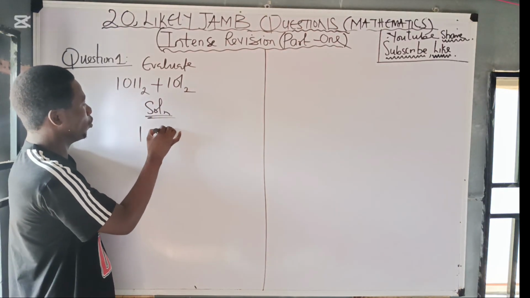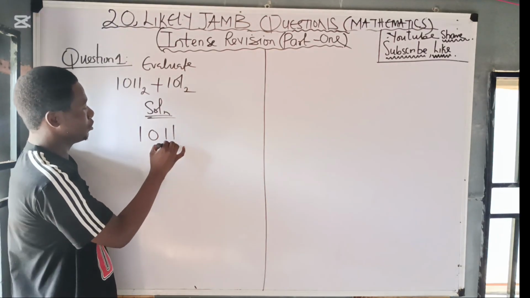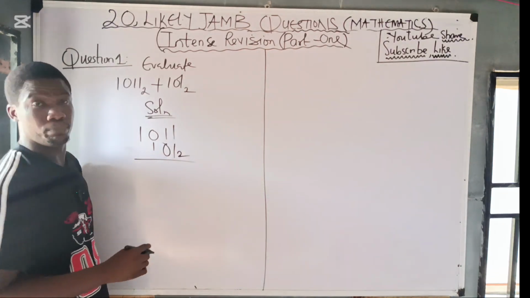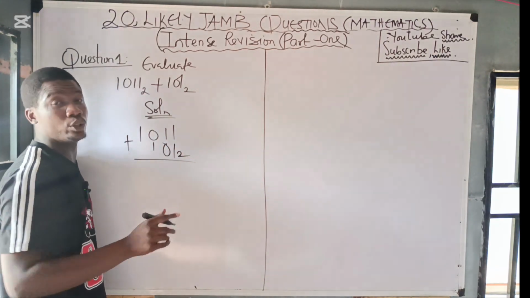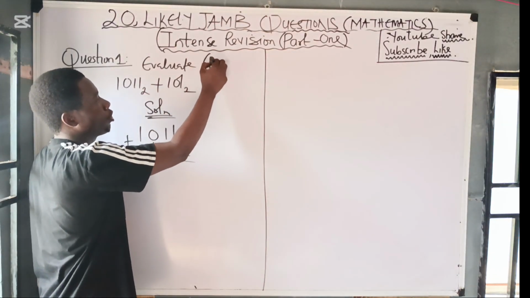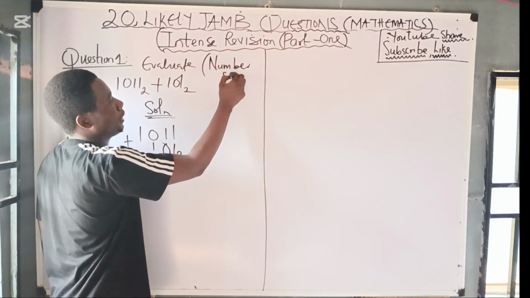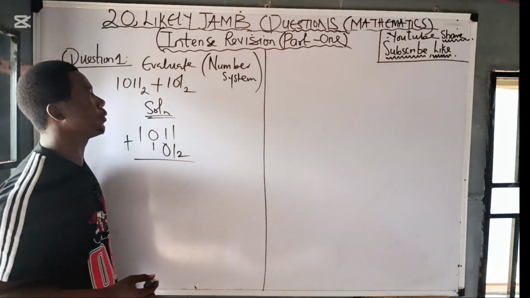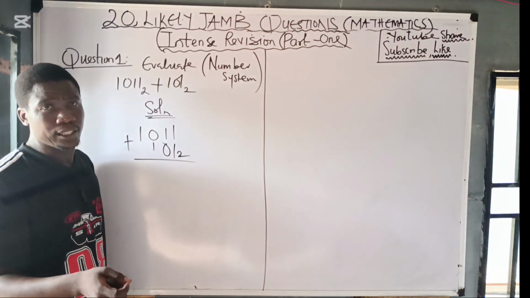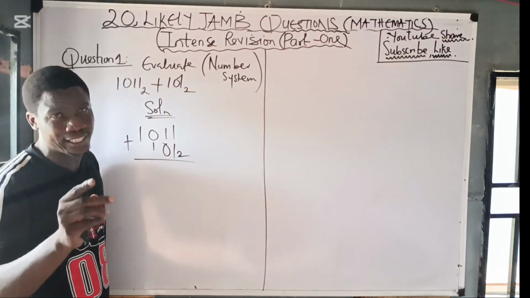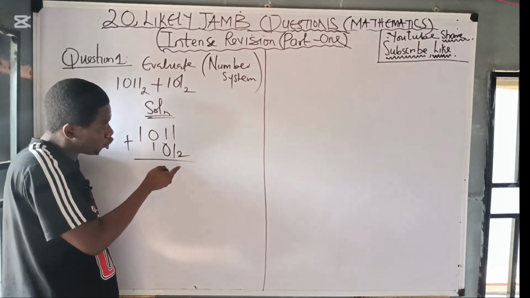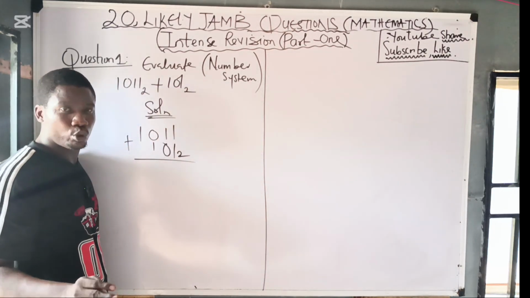You have 1011, then you have 1001. Let's add it quickly, class. Now, the base here is what? Base 2. So, if I add 1 to 1, I'm going to get 2. The rule in number system, because this question is from the topic called number system, is that any number recorded must be less than the base. So if I have 2, I cannot write 2 here because this base is 2. So all your numbers must be less than 2, so it can be 1 and 0.